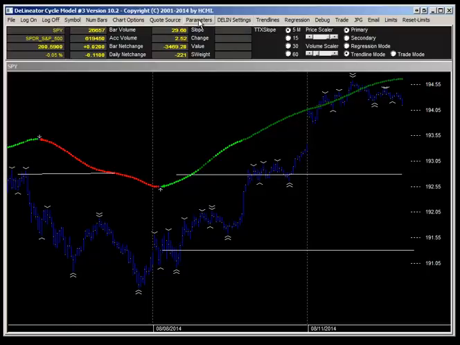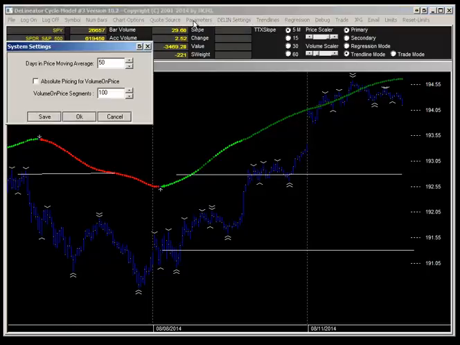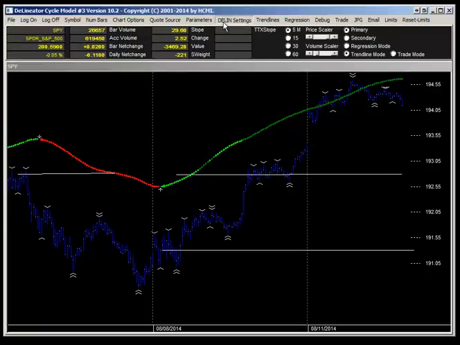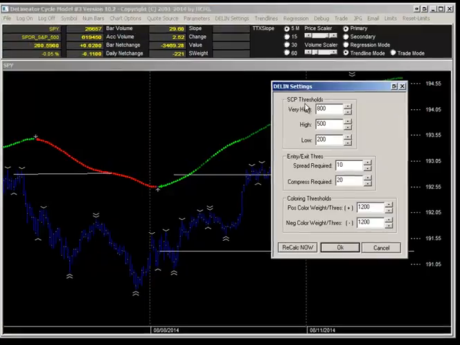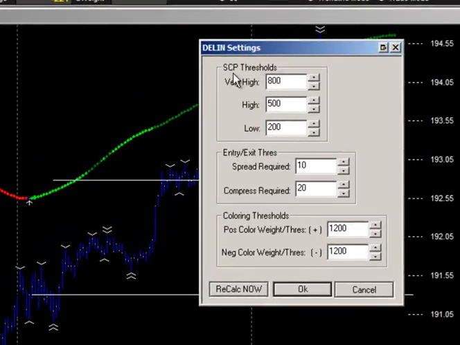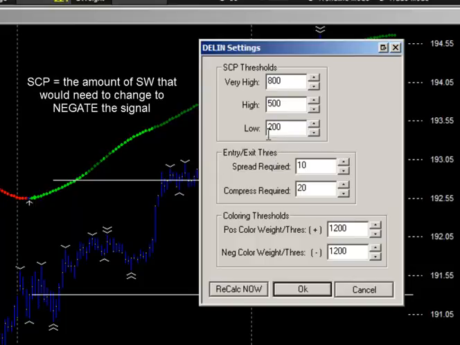And before we leave here, let's discuss what the signal confirmation probability is. Let's go up here to our DLIN settings. There they are. Okay. Here's our SCP threshold levels. Signal weight confirmation probability. Very high, high, and low. 200, 500, 800. What this means is the amount of signal weight that would need to change to negate the signal.